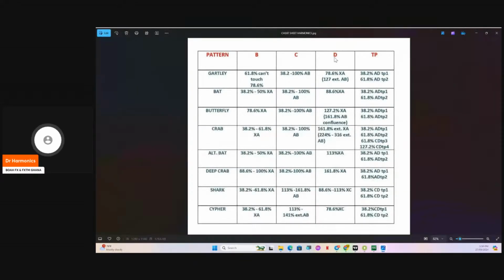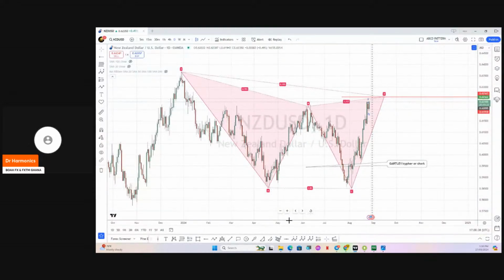Now, let's look at something over here. The D of the cipher is 78.6 and shark is 88. That means this one goes below this one. It's either shark or cipher. The cipher has 78.6 for D and shark has 88. So I am potentially looking for it to hit the cipher take profit, which is 78.6 of XA.